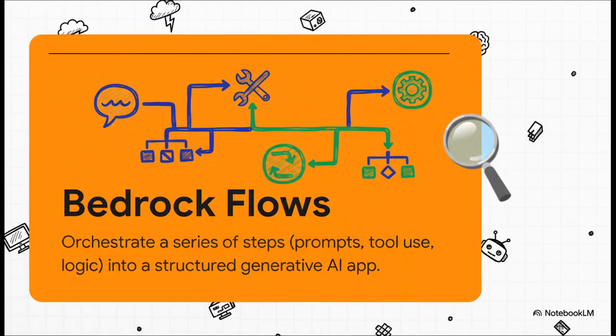Now, if agents are like a smart robot that can figure things out on its own, flows are more like creating a perfect custom assembly line. You use a visual designer to chain everything together: inputs, model prompts, logical steps. The developer examples have a great one: a playlist generator. It takes a genre and a number of songs, passes that to a prompt, and gives you back a formatted list. It's a perfect, guided, multi-step AI application.